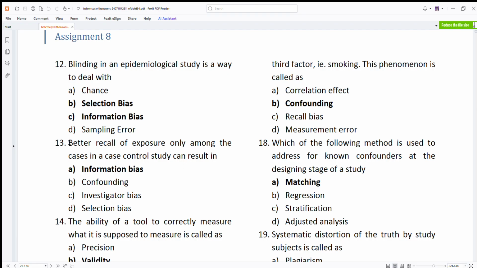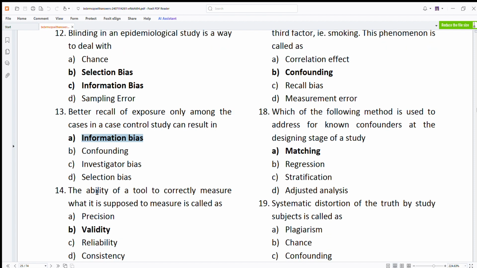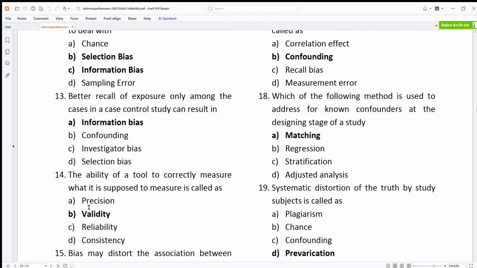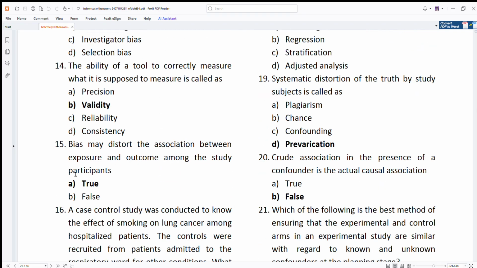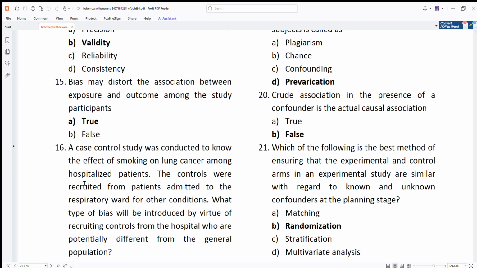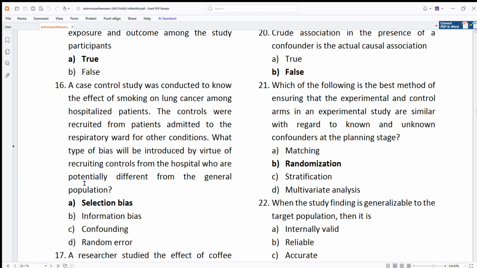Better recall of exposure only among cases in a case control study can result in information bias. Yeah, obviously, because someone is recalling incidents better, the other one is not. So information bias. The ability of a tool to correctly measure what it is supposed to measure is called validity. Extremely important definition. Bias may distort the association between exposure and outcome of the study participants. True.